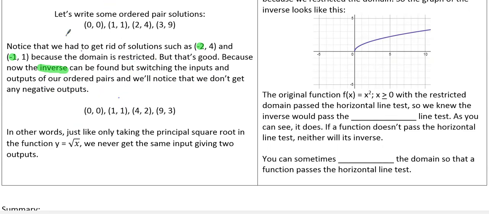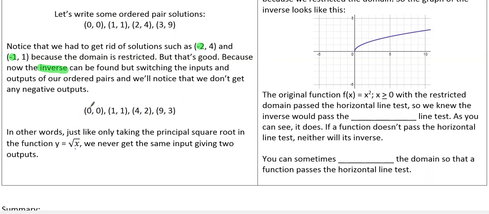Here's the main idea. If we only take these solutions, where x is greater than or equal to 0, and we switch the inputs and the outputs, (0, 0) stays the same, (1, 1) stays the same, (2, 4) becomes (4, 2), (3, 9) becomes (9, 3). In other words, just like only taking the principal square root in the function y equals square root of x, we never get the same input giving two outputs.